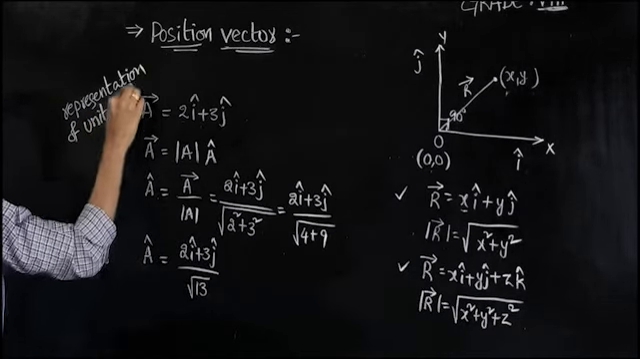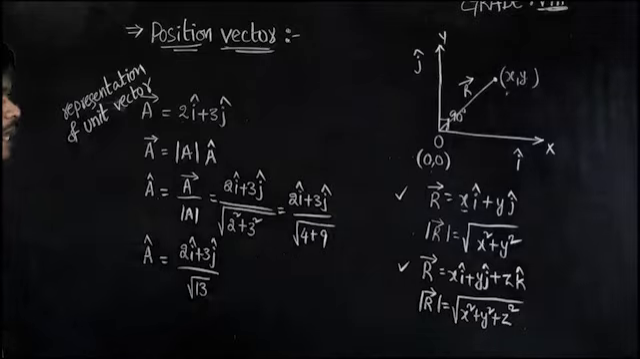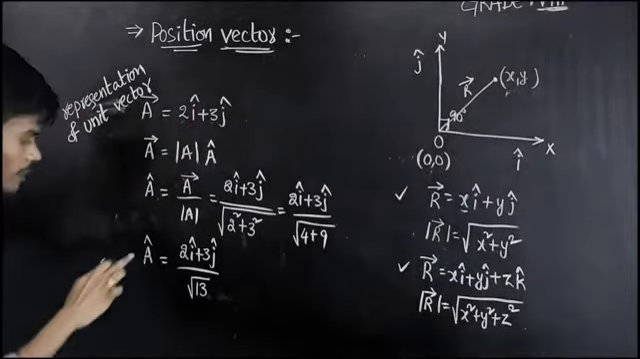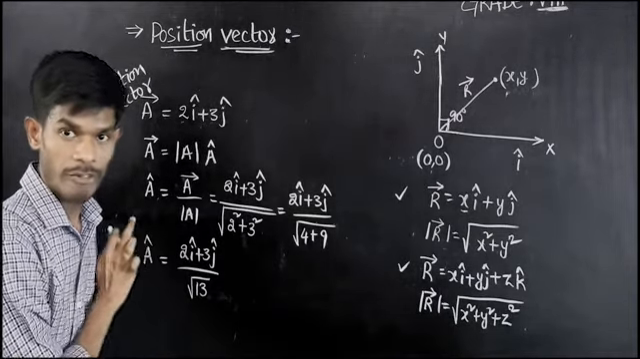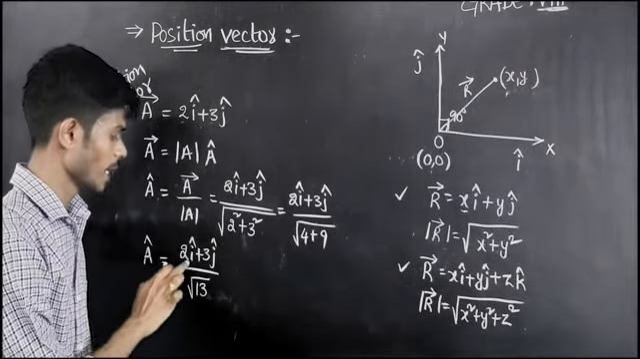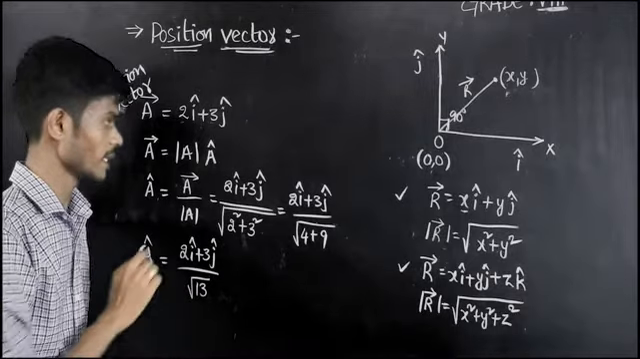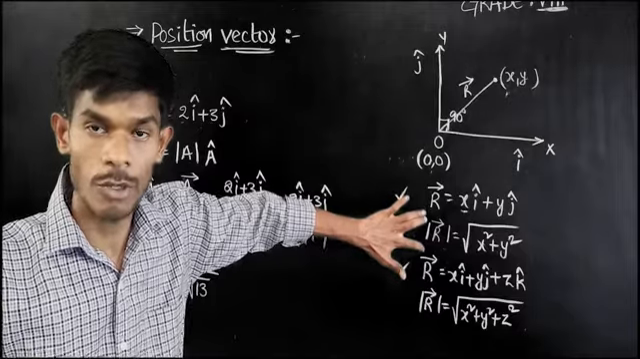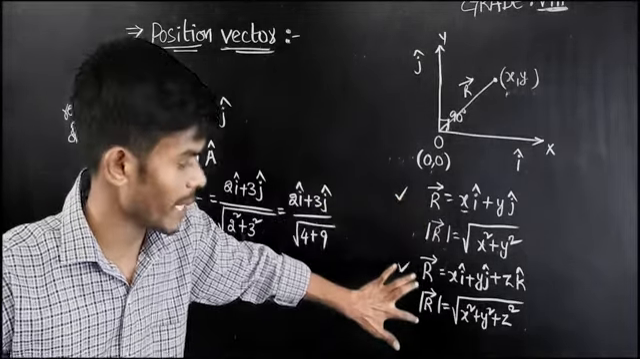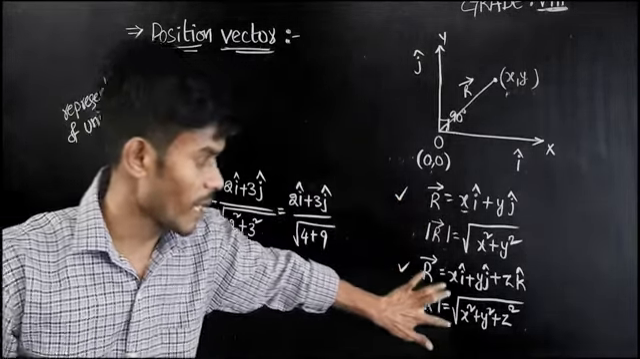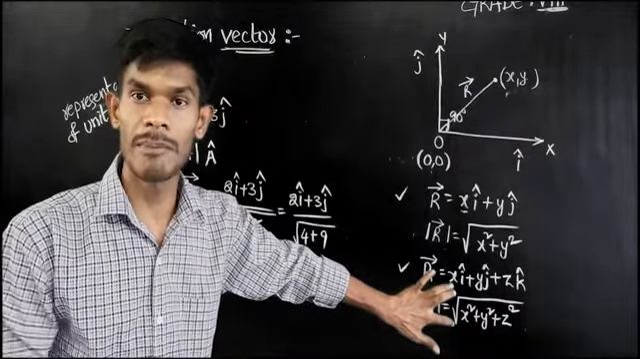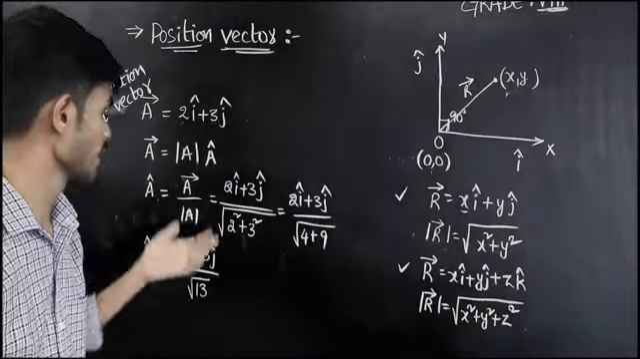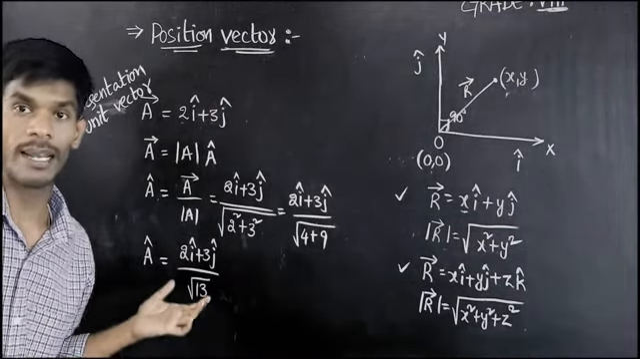The representation of a unit vector along a bar. A bar is equal to 2i plus 3j cap, as given. For that we are finding the unit vector a cap. A cap is equal to 2i plus 3j by root over 13. Here, by making use of the modulus of r, root over x square plus y square, and when it is given in a three-dimensional plane, root over x square plus y square plus z square, we are finding the unit vector along the given vector.